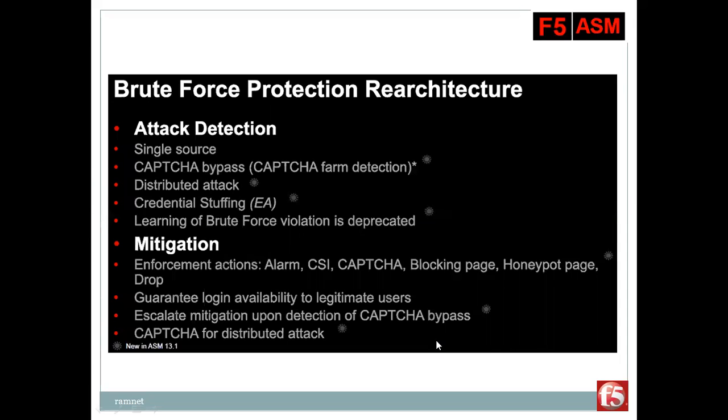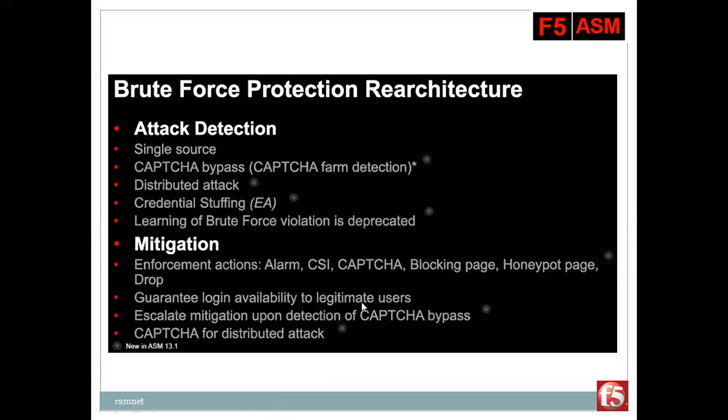Okay, the next is brute force protection re-architecture. Whatever F5 is doing, they're explaining here. Attack detection, single source, CAPTCHA based. Nowadays, when you log into your bank, they will ask you to enter a CAPTCHA. Even if you try to book a train ticket in IRCTC, you are given a CAPTCHA. So distributed attack and credential stuffing, learning; the brute force violation is deprecated. Mitigation is how to mitigate this. Enforcement actions: alarm, CSI, CAPTCHA, blocking page, honeypot page, and drop.